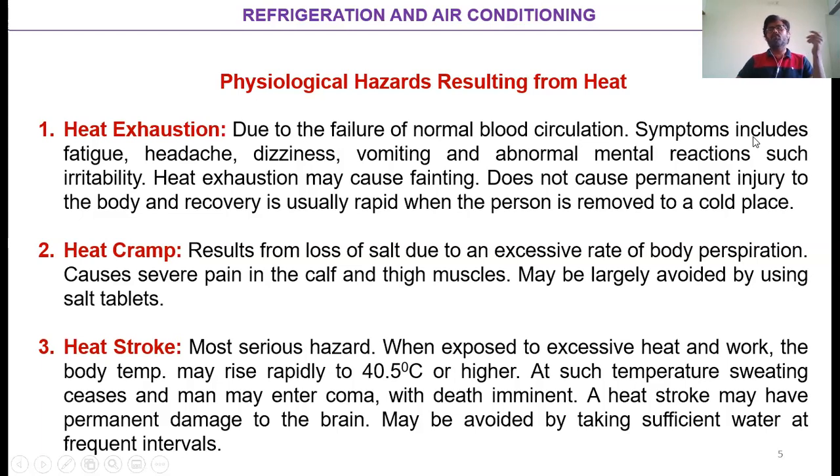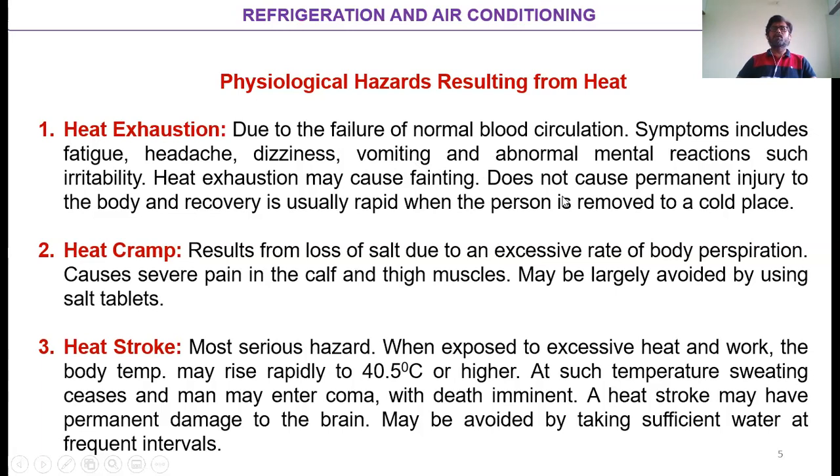And some of the symptoms which are the indicators for heat exhaustion are fatigue. You may feel tired after carrying out a little bit of work. Then severe headache may be there, dizziness is there, and in some cases vomiting may also take place due to the drop in the blood pressure, and abnormal mental reaction as well, such as irritation or an angry nature, due to the heat exhaustion. Heat exhaustion may cause fainting, meaning that the face may become pale, your skin may become pale.